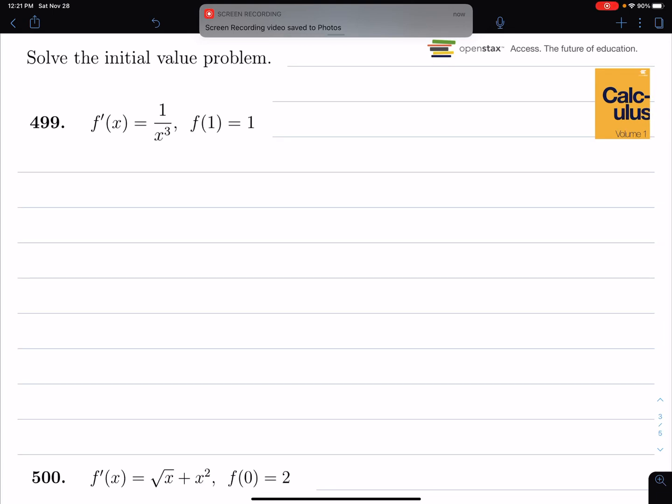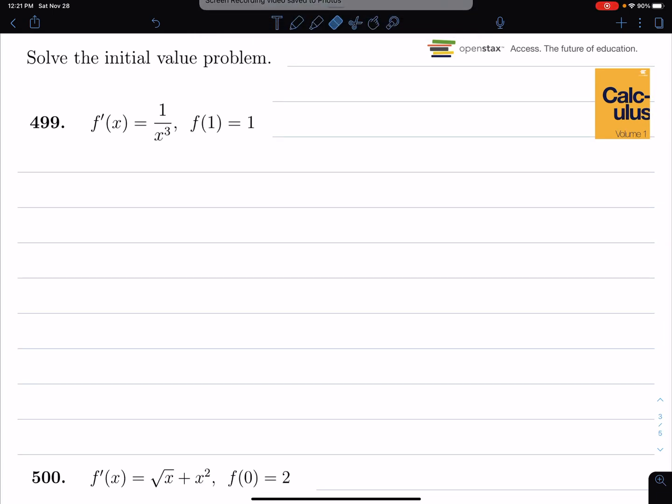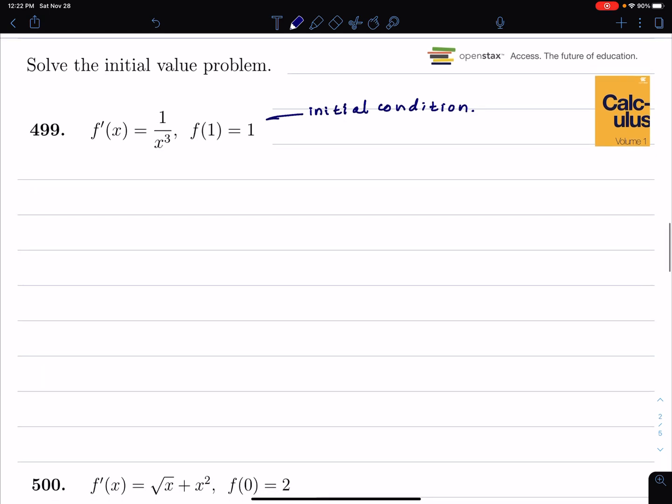Okay, here what we're going to do is solve two initial value problems. This is from OpenStax Calculus, volume 1. These are called initial value problems because we have a derivative, f prime, and what they call an initial condition. This part right here is called an initial condition. So when we solve, we're trying to find f.